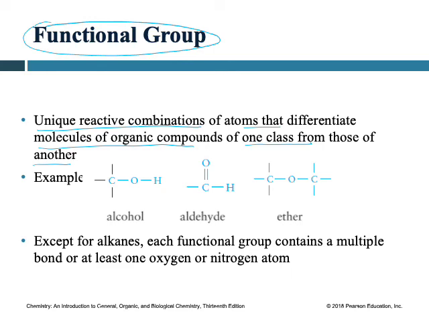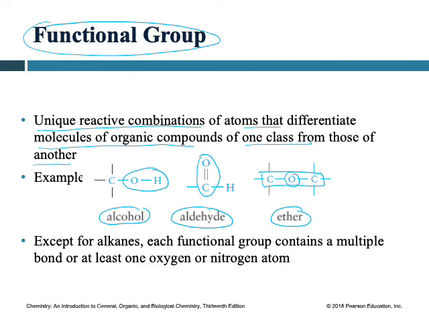So let's say if O and H come close together, they form an alcohol group. If C and O come close together, C double bond O, they form an aldehyde. If oxygen comes between carbon and carbon, they form a special functional group called ether. Alkane doesn't have any special functional group, but each other organic compound has at least one functional group, which may be a multiple bond, either double or triple bond, or at least one oxygen or nitrogen atom.